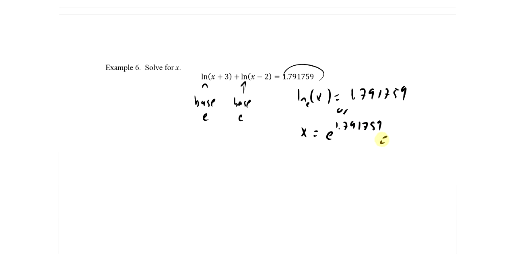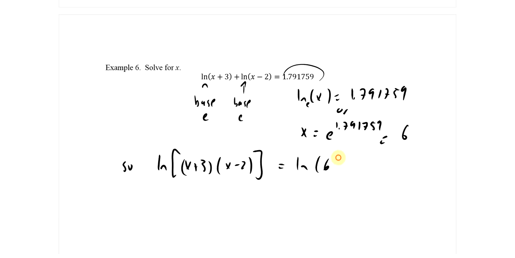And if you grind that out, e to that is actually equal to 6. So our equation is ln of (x + 3)(x − 2) equals the natural logarithm of 6. So I converted this number into a natural logarithm. Plus means multiply, combine into one. Now I've got ln on both sides, so the insides must be equal to each other.